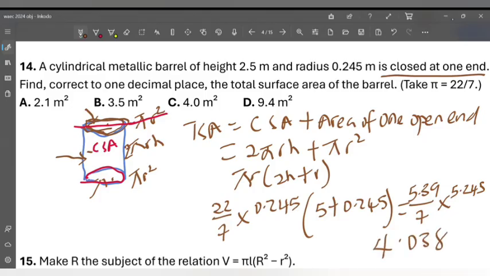But I'm told to make it to one decimal place. So if it's to one decimal place, that means I'm only going to consider the first number here. Since the next number after it is not up to 5, this will remain as 0. So my answer is 4.0 meters squared, which is option C.